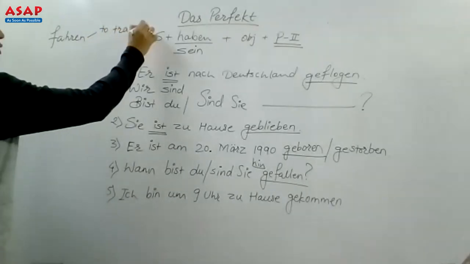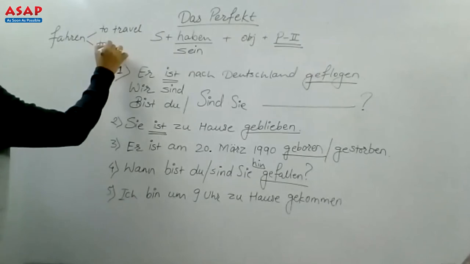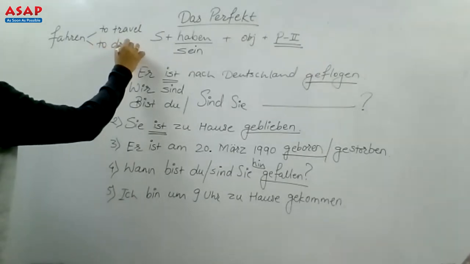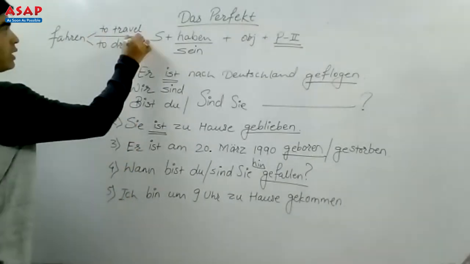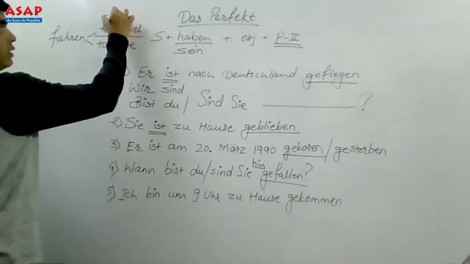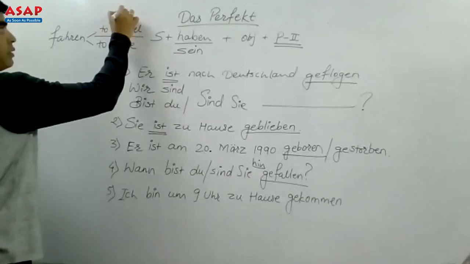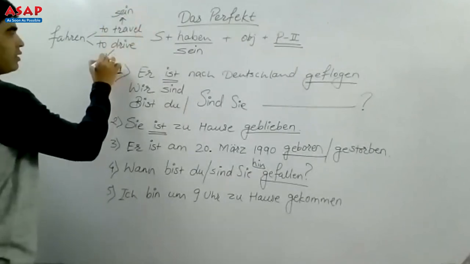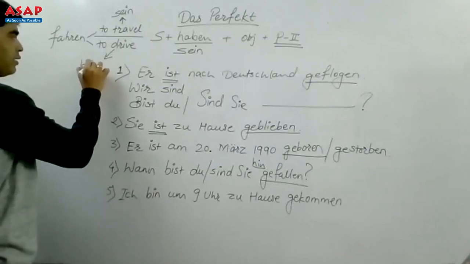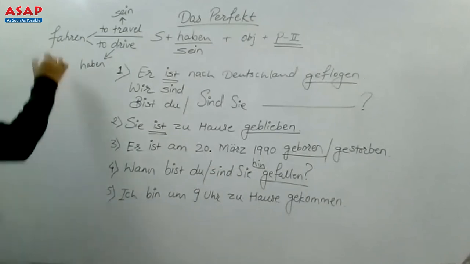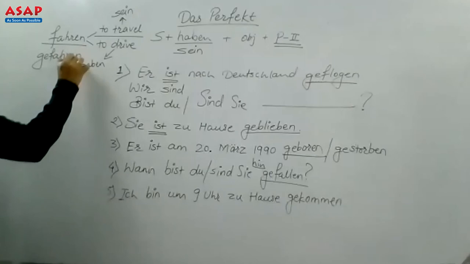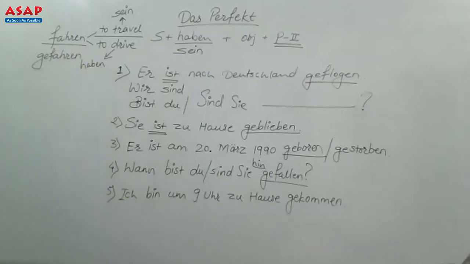To travel. Is there any other meaning? Or to ride, to drive. Now, in this, if you consider travel, it is a sein verb. And if you consider drive, it is haben. The verb is the same, and the participle is gefahren. Got it? Fahren, gefahren.